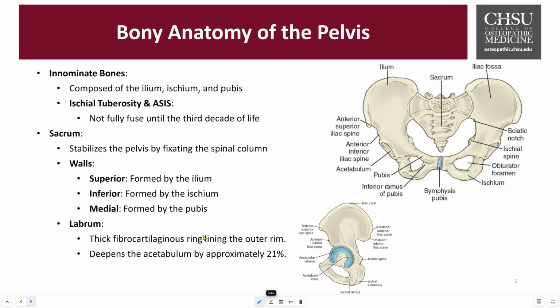The sacrum, a broad, thick bone, stabilizes the pelvis by fixating the spinal column, and it forms the posterior juncture by which the pelvic girdle stays. It provides crucial stability and integrity to the pelvis.